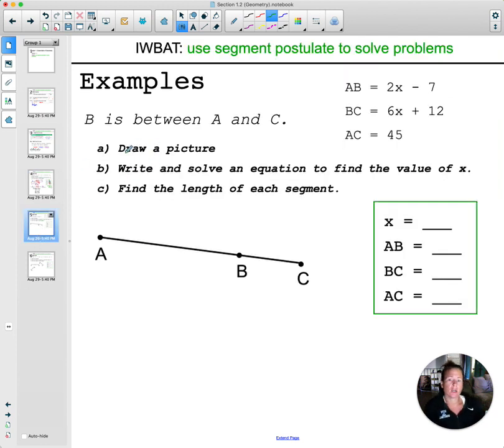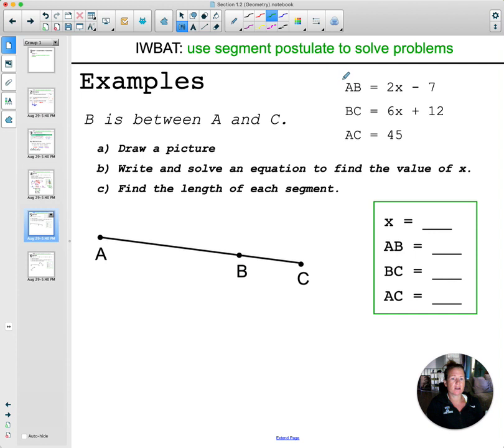Next one, so draw a picture. I've already drawn it for you. B is between A and C. So we would just draw a segment with A and C being the end points, and then B being somewhere in between those two along this segment. I like to not draw it exactly in the middle, because unless they tell you that the two pieces are congruent, you don't know that. So if you almost draw it exactly in the middle, sometimes you'll accidentally think the pieces are equal. So I like to draw it off center.